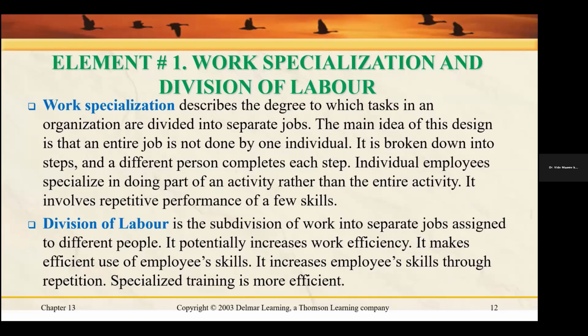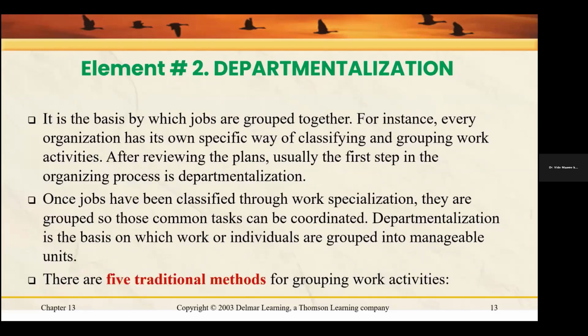Number 2 element is departmentalization. As we have specialties, we also belong to a department. So this is the basis by which jobs are grouped together. For instance, every organization has its own specific way of classifying and grouping work activities. So in nursing, we have the male ward, the female ward, the children's ward, and even though we have a specialization, yes.